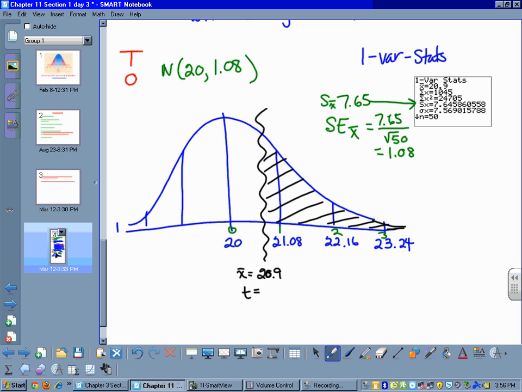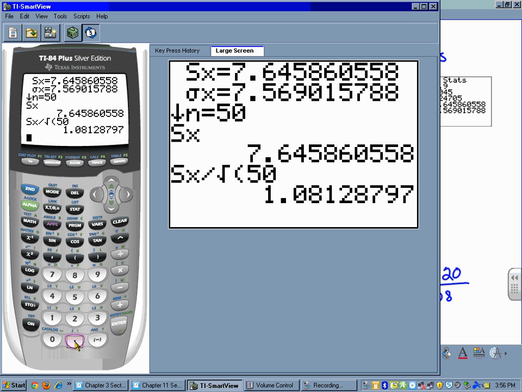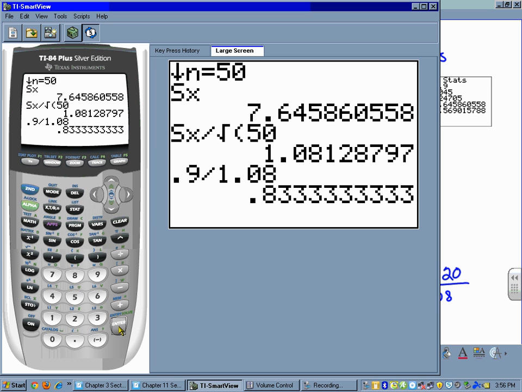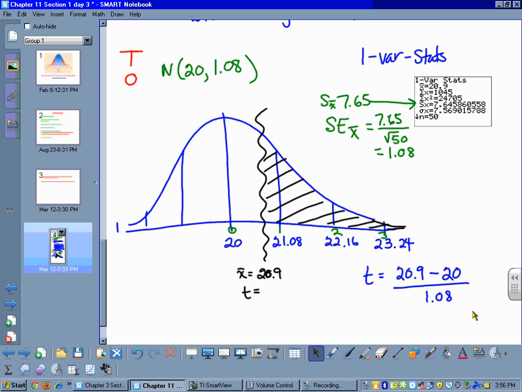Well, now I have to calculate the test statistic finally. And to calculate the test statistic, I have 20.9, that's the sample mean, minus the population mean of 20, divided by the standard error, which is 1.08. So I am going to get basically 0.9 divided by 1.08, which is 0.83 repeating. That is my test statistic.